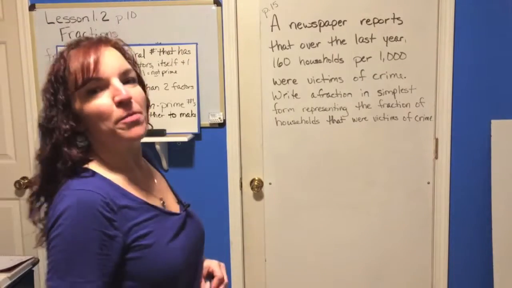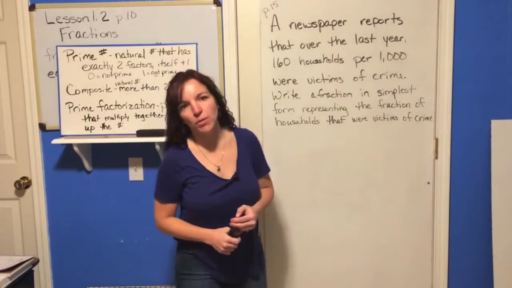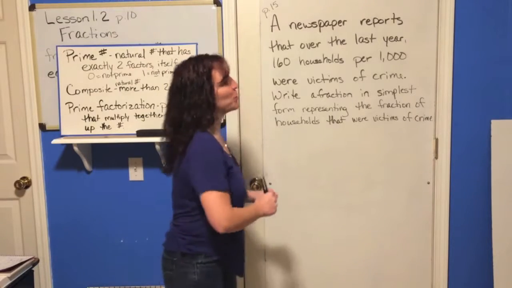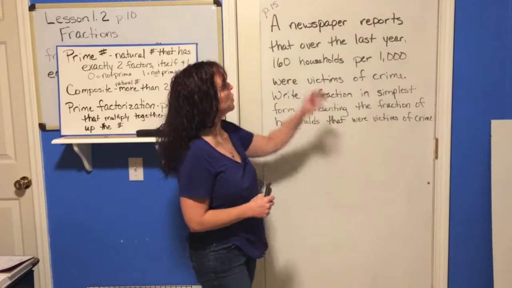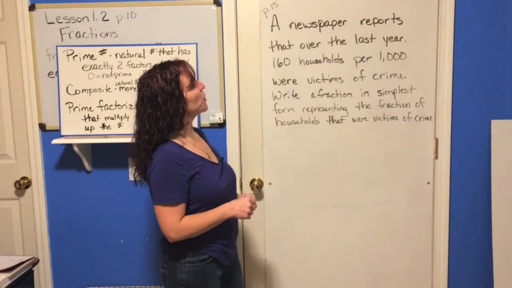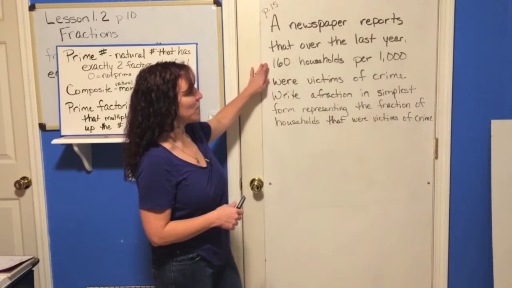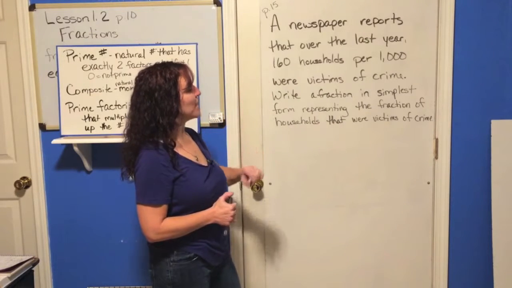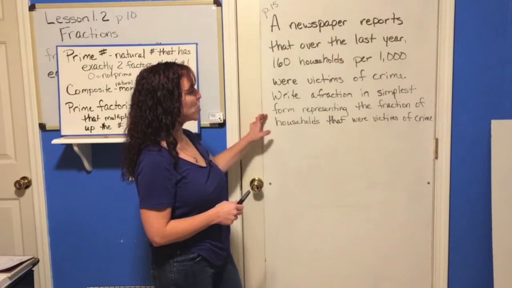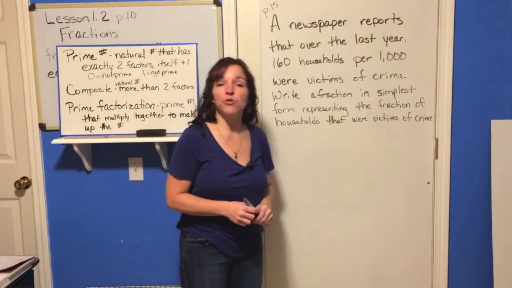The last problem that we have, of course, is a word problem. You knew you wouldn't get away without doing a word problem. You'll find it on page 15, so don't worry about writing all of this into your notes. A newspaper reports that over the last year, 160 households per 1,000 were victims of crime. Write a fraction in simplest form representing the fraction of households that were victims of crime.